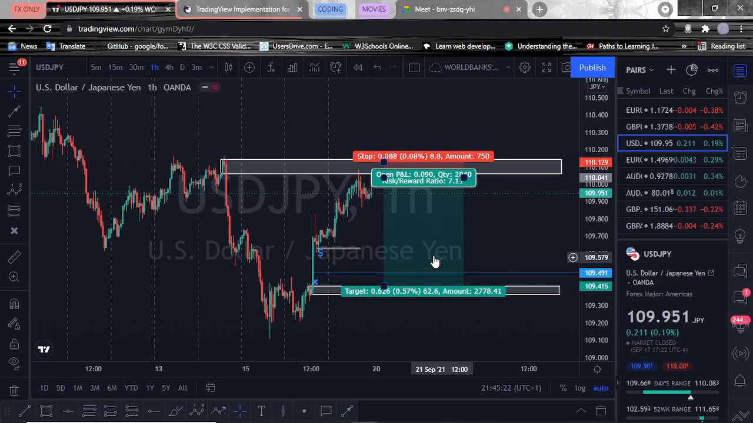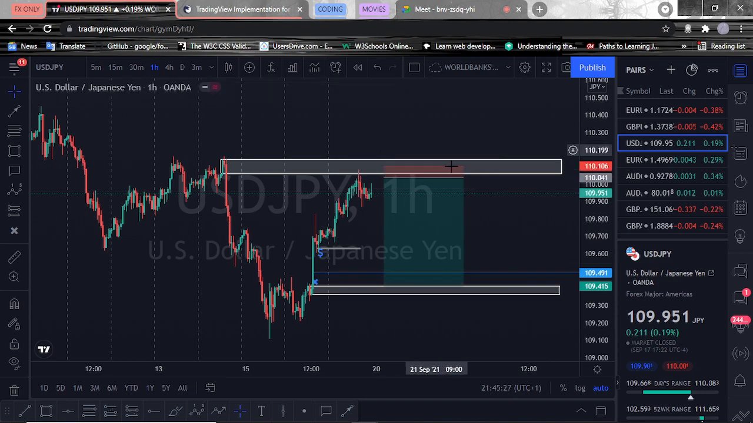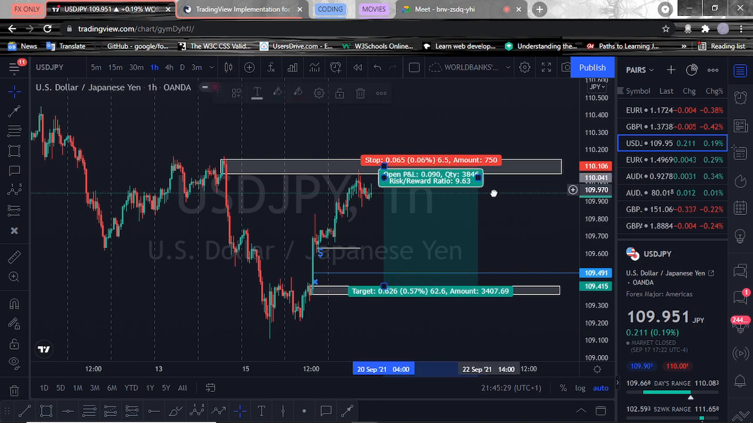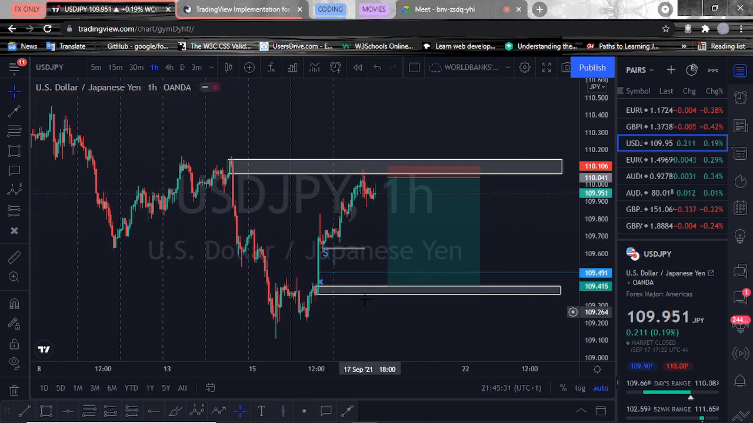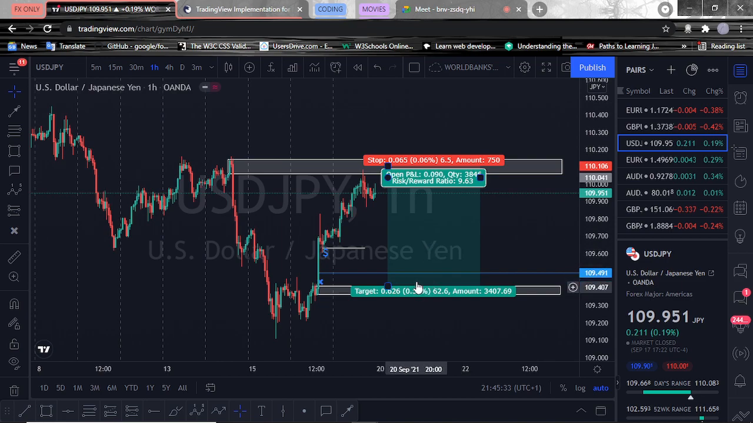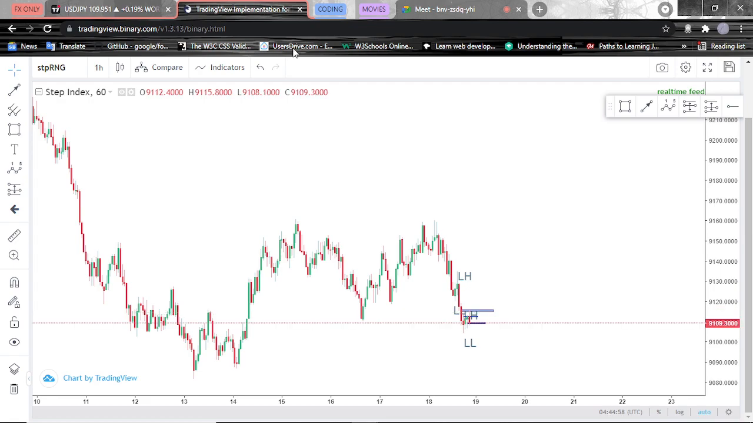Yeah, 62 pips is not small. Your entry is going to be 5 pips. Risk to reward of 1 to 9 is even small, but at least if you can catch this sell to this point, and if you can get this buy also, then no problem about that. I explained step index.